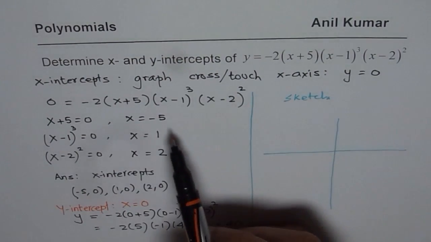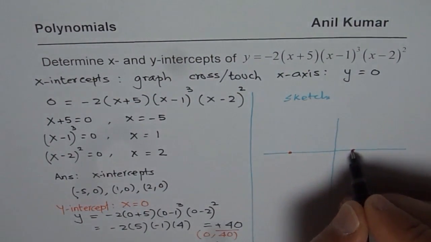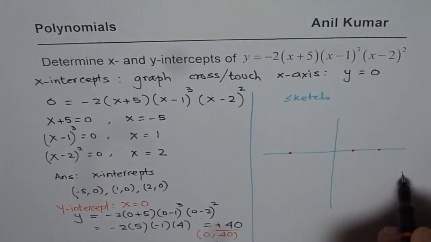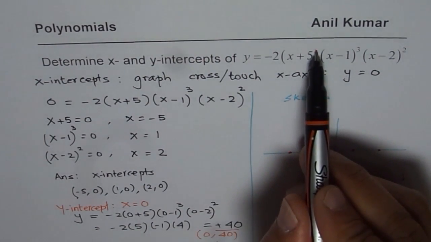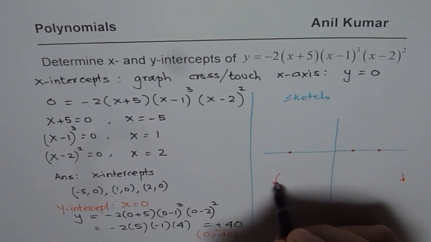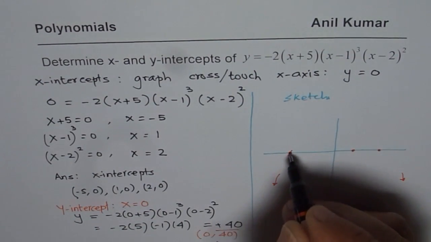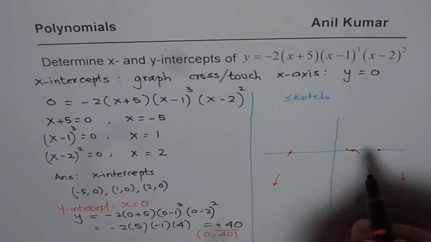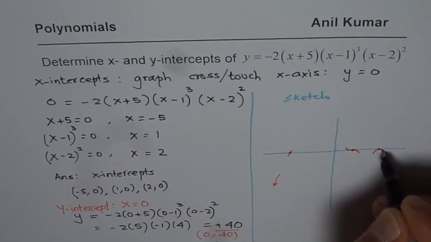As you can see, we have three zeros. First one, let's say minus 5, then we have 1, and the other one is at 2, right? Now the leading coefficient is minus 2, that means the right side is down. The degree is 1 plus 3 plus 2, that is 6, an even degree, so both ends are the same. Now we look into each zero. This is linear, it will cross. We start from here. The other one is cubic, so it is kind of like this. And then we have the quadratic, so the multiplicity is 2, so like this.